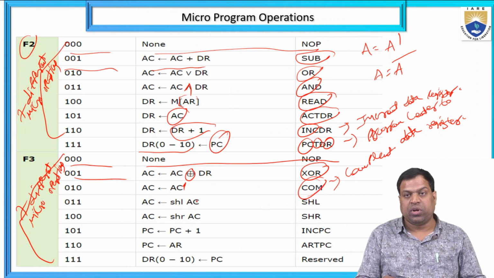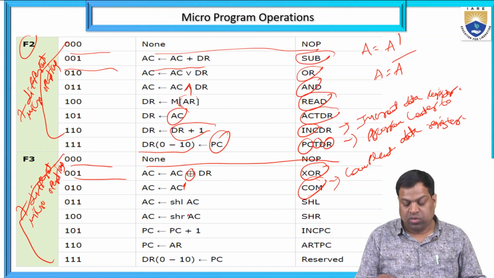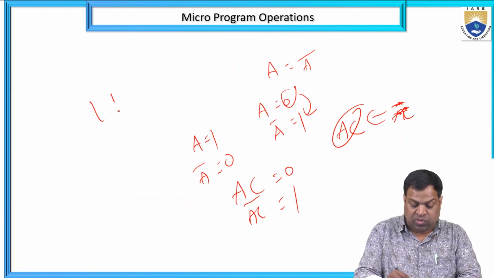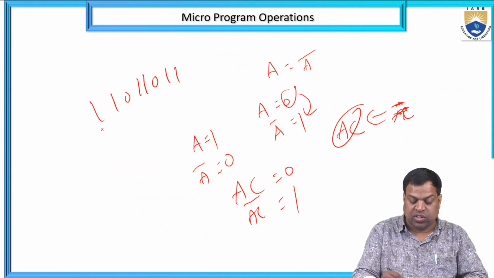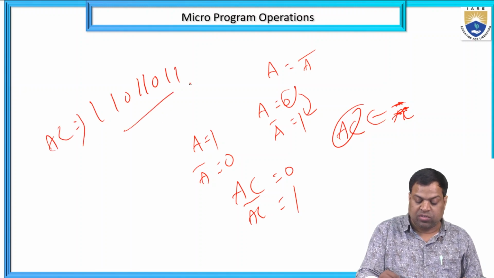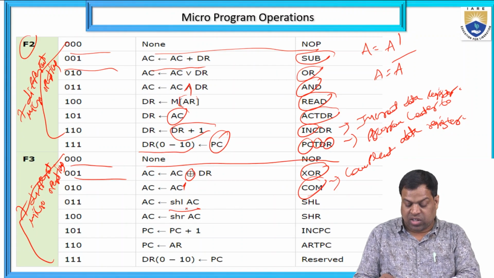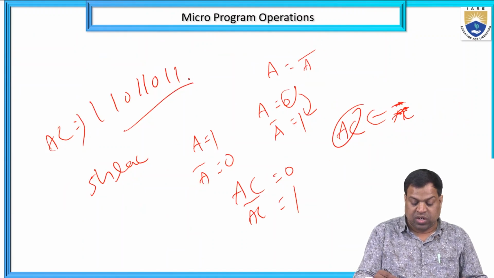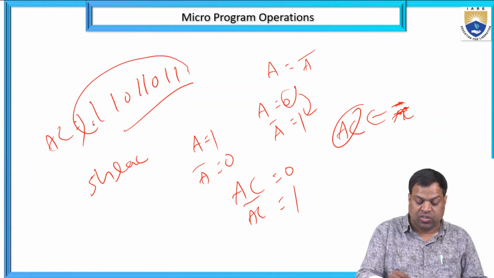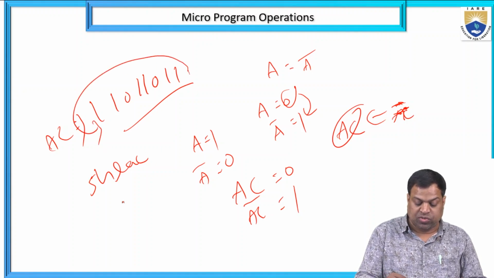Shift left accumulator. So what is the accumulator value? I am going for the shift left. 110, 110, 11, for example, is an accumulator value. So SHL AC, shift left accumulator. Shift left means we are going for the shift left operation on the accumulator.